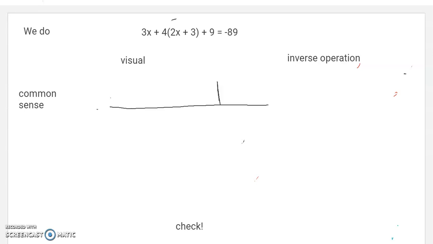3x, draw it in. Now, 4 sets of this. So 2x plus 3, 4 times. Again, I like to stack it up so it's really clear to my viewer, whoever's looking at this, what I'm doing. And 9. And negative 89 on the other side.